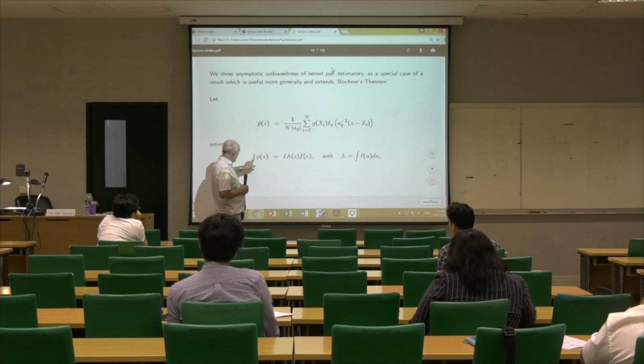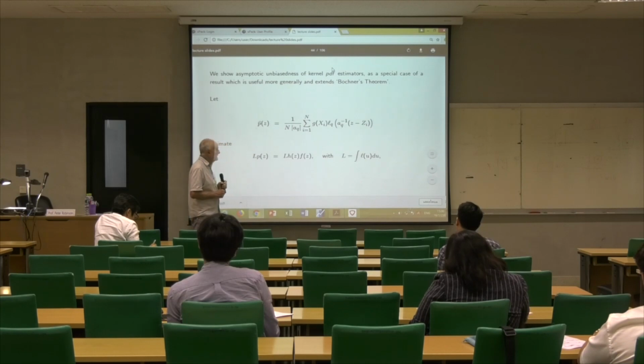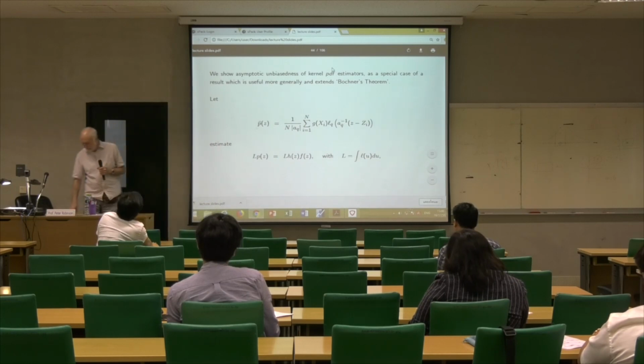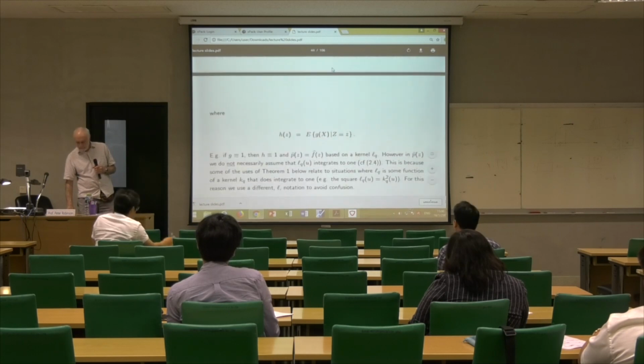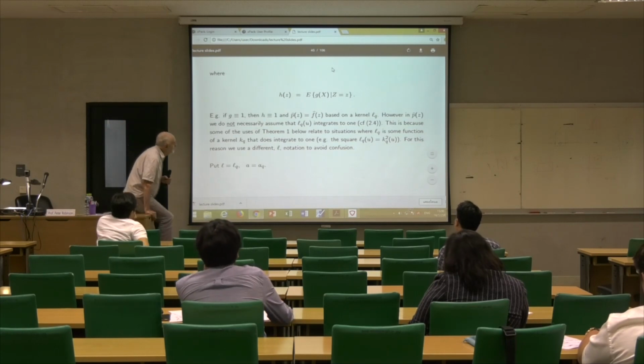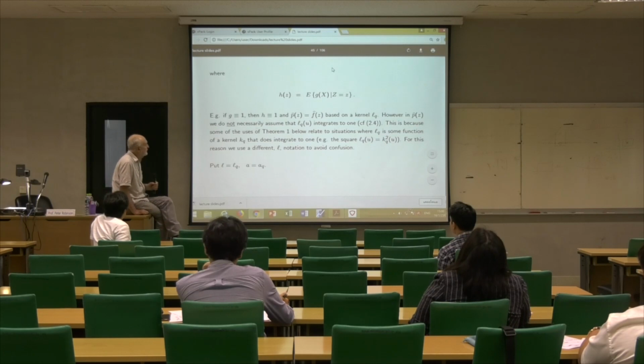L times p of z, where p of z is h of z times f of z. Remember, a bit like the numerator in the Nadaraya-Watson estimate, except we have this quantity L. So L might be some other number like 2 in general. It's just to frame things in a general way. So h, again, is the expectation of G given Z. So, for example, if G equals 1 identically, then h is identically 1.